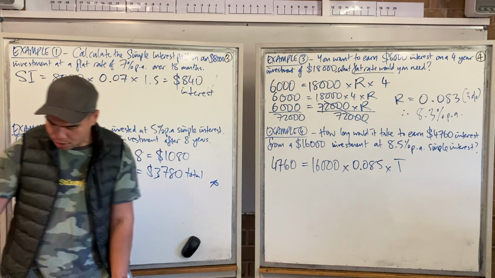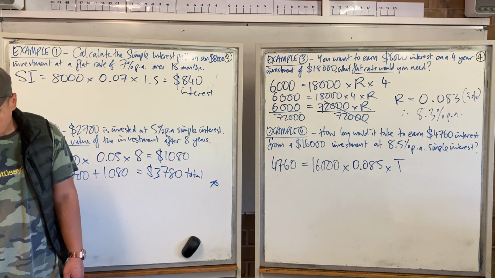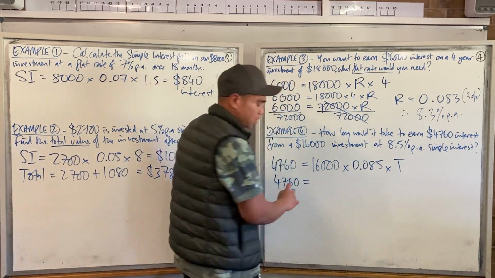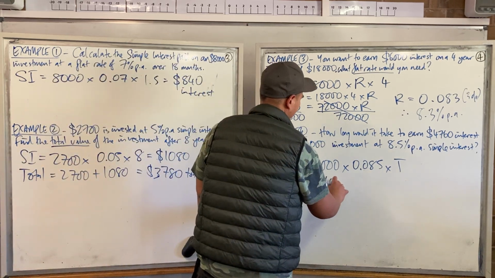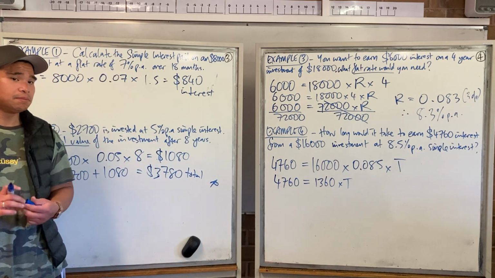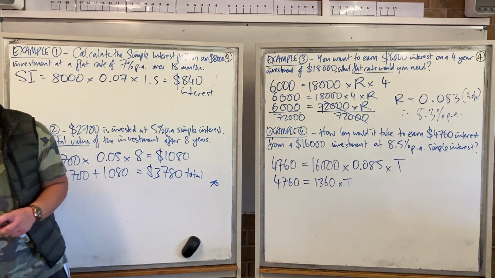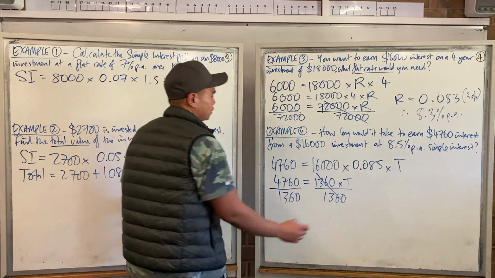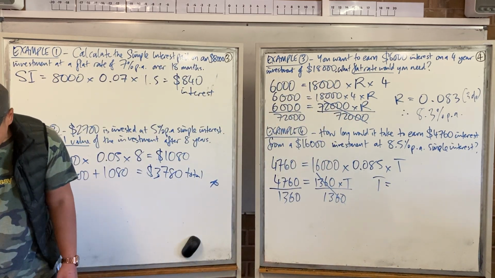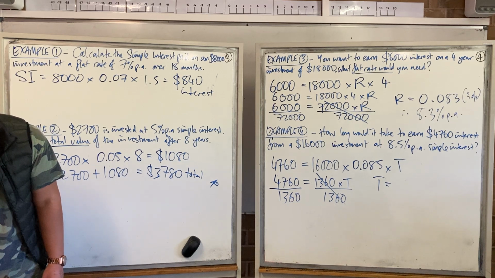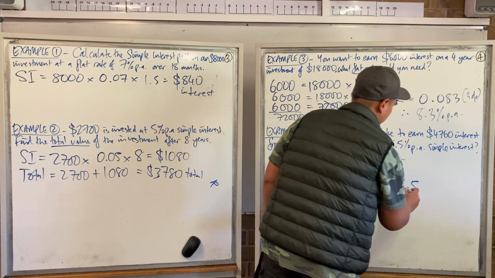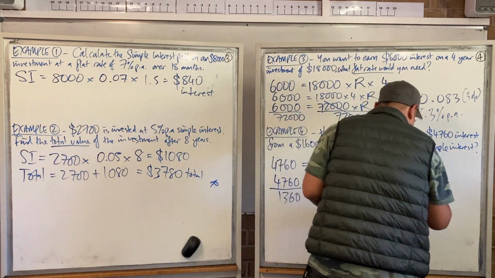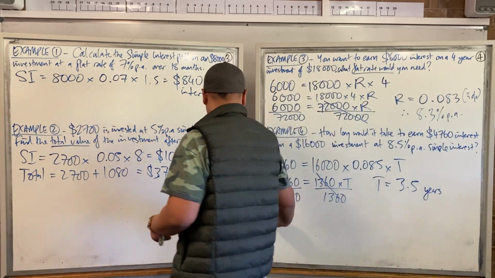Nothing stopping me working out what 16,000 times by 0.085 is. 4760 equals 1360 times t. What's 1360 doing to time? What's the opposite of timesing by 1360? Divide both sides by that. 1360 cancels itself out, so t will equal 4760 divided by 1360, which is 3.5. What units is t in according to your formula? Yeah, years. T is time. Yeah, 3.5 years. Okay, that's that.